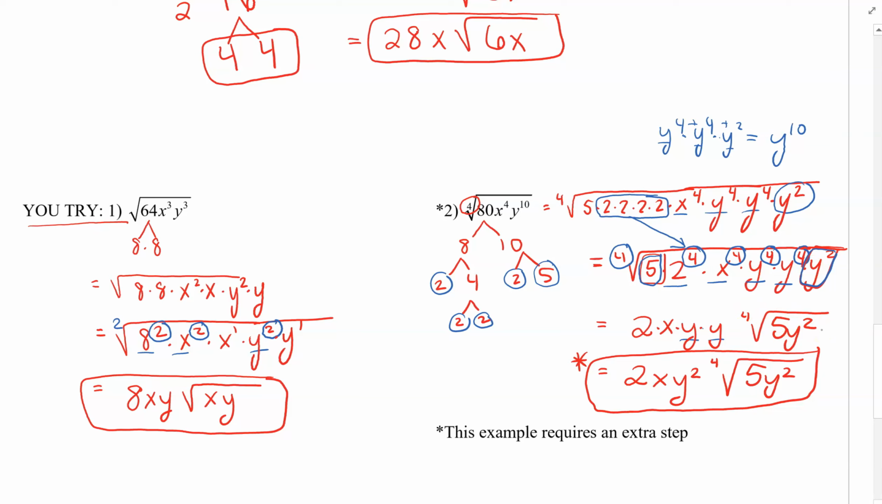So my final answer was 2xy squared times the 4th root of 5y squared, with just a little asterisk. This example actually requires an extra step, which we won't learn about until our next video, which will be posted on Canvas tomorrow. So stay tuned for what else is required for an example like number 2. I wonder what it could possibly be. Anyway, I want you to try the practice problems now. Let me know if you have any questions, and thanks for listening.